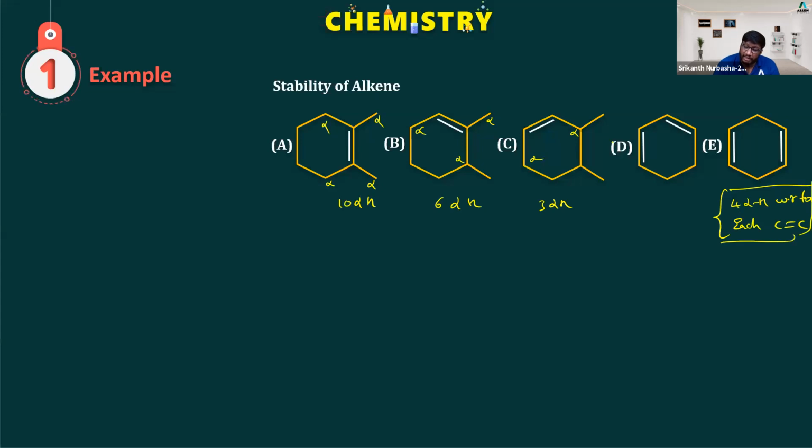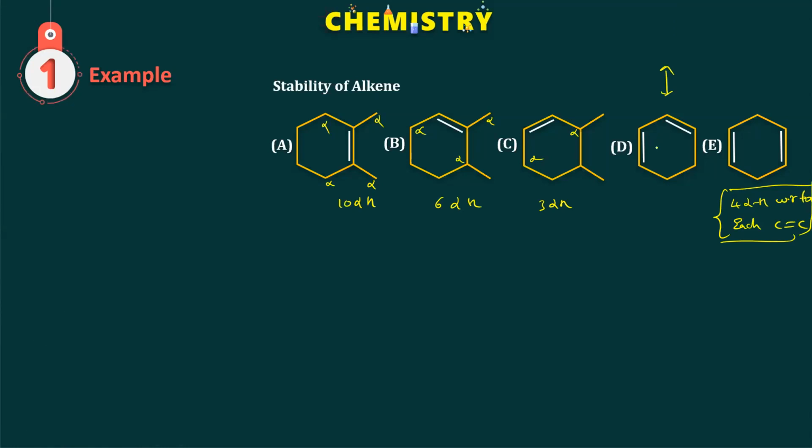But in D, can I say there is resonance? Conjugation is there or not? Resonance is there where carbon double bonds alternate. So I can say in D, the resonance is there. With respect to these two double bonds, I'm not saying complete conjugation is present.